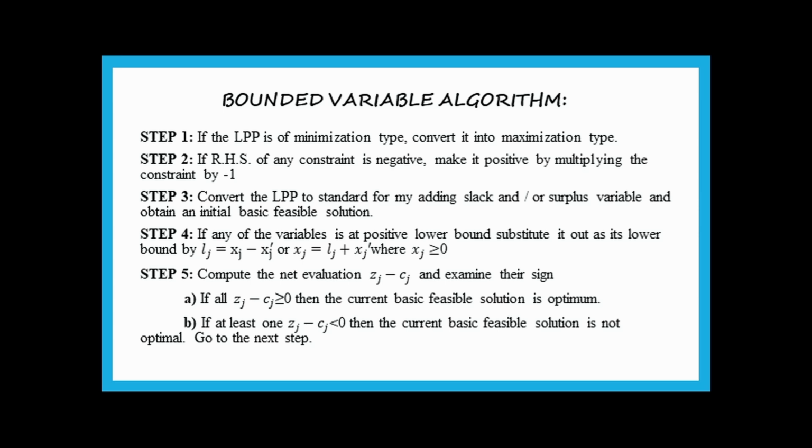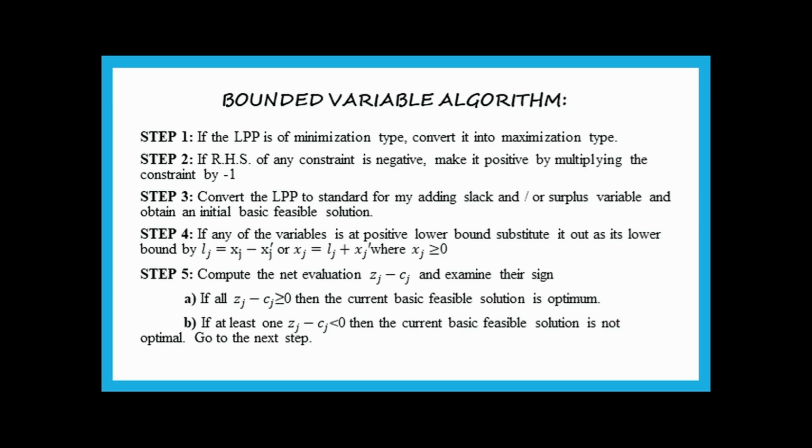Step 1 is, if the LPP is of minimization type, convert it into maximization type, which means we have one linear programming problem with objective function, constraints and non-negative restrictions. Suppose the objective function is of minimization type, then we convert it into maximization type. Step 2. If the right hand side of any constraint is negative, make it positive by multiplying the constraint by -1.